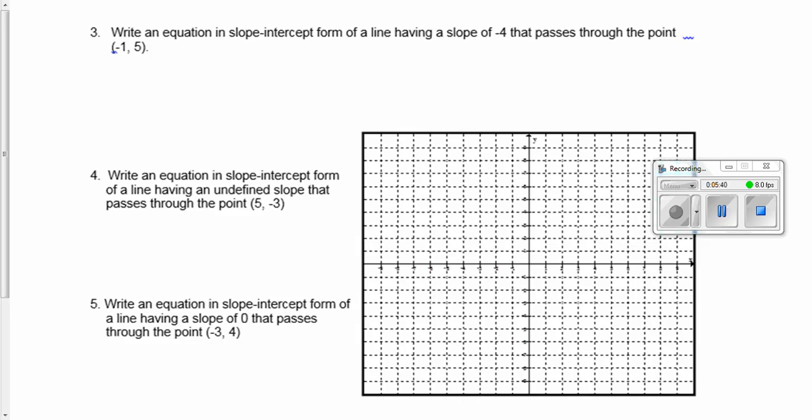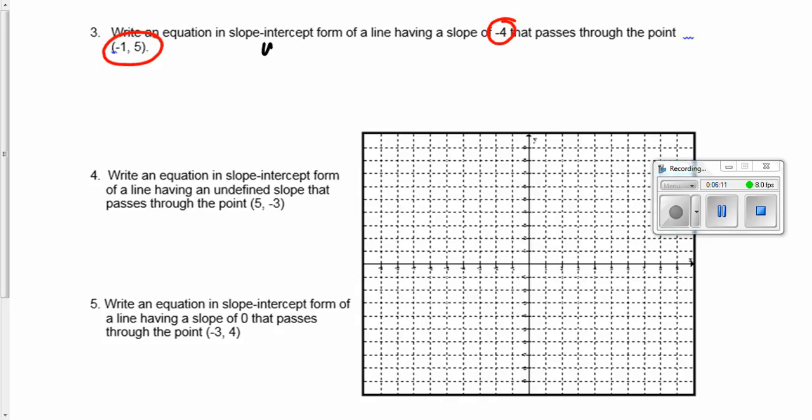All right, let's keep going. Number 3, write an equation in slope-intercept form of a line having a slope of negative 4 that passes through the point negative 1, 5. Okay, this would be a good time for maybe you to pause the video and try this on your own. This is not a weird problem. This is no different from the couple we just did. So start with point slope form that we just learned. Plug these pieces in, work it out, simplify, see if you get the answer I'm about to show you. So go ahead and pause now and try this one on your own.